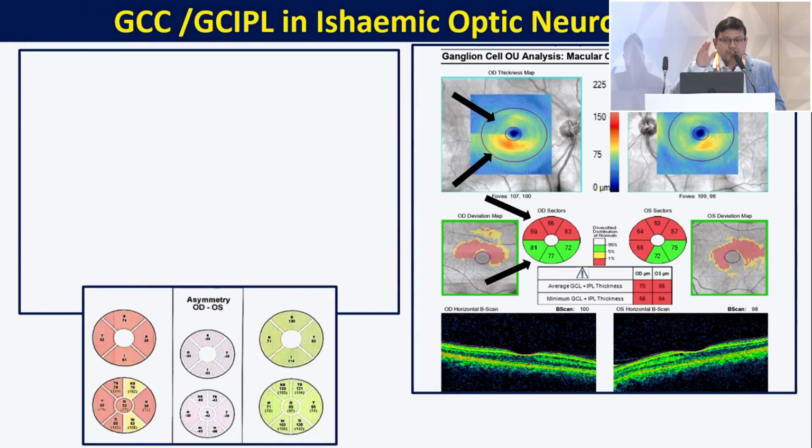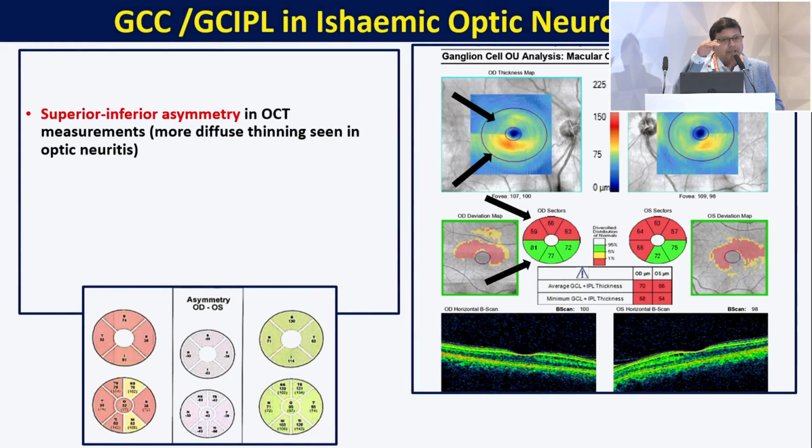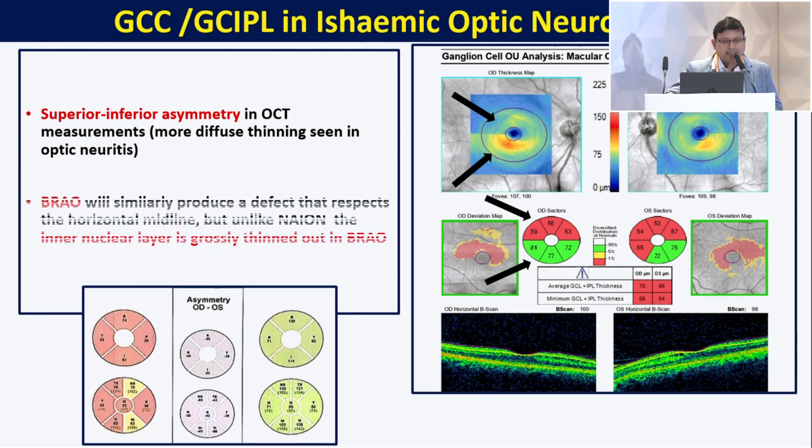Now, in these ischemic optic neuropathies, what happens is the superior-inferior asymmetry becomes very evident, especially on the GCC or the GCIPL. So here you can clearly see that the superior half is gone, the inferior half is very well preserved. So something like this on the GCIPL should point towards a neurological cause. Now, BRAO will also give a very similar defect, but in the BRAO, the inner nuclear layer is grossly thinned out.